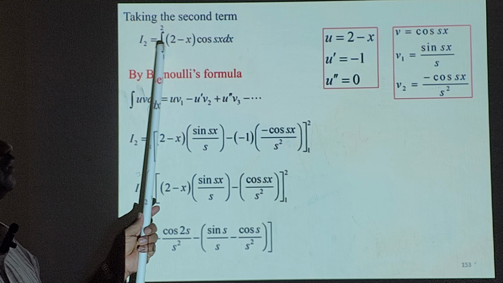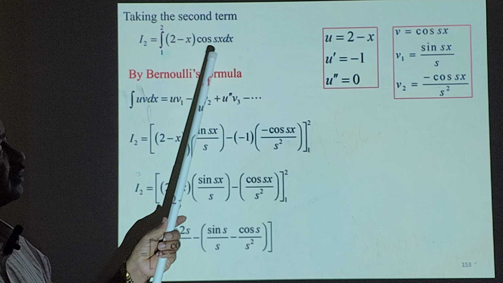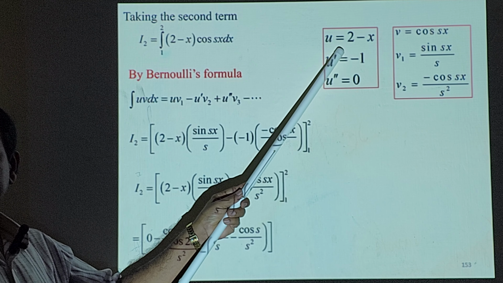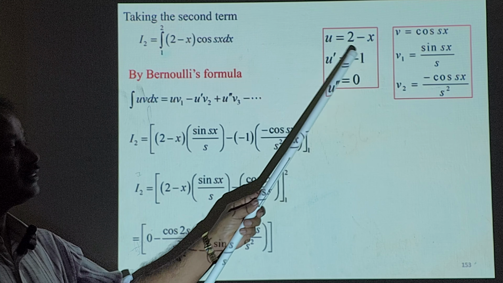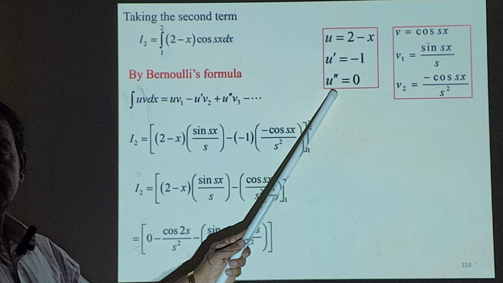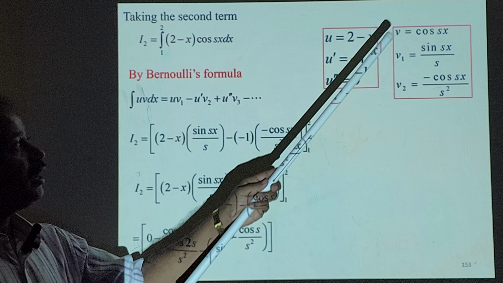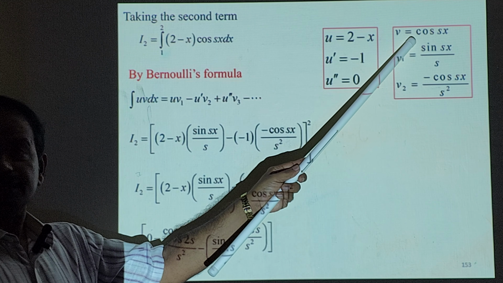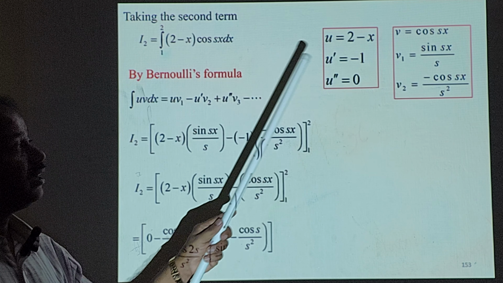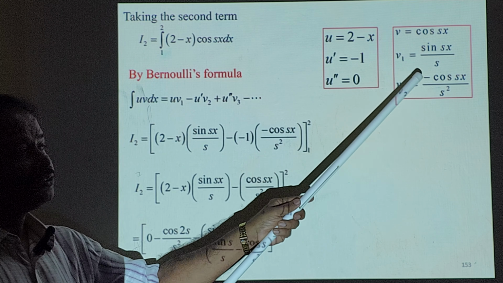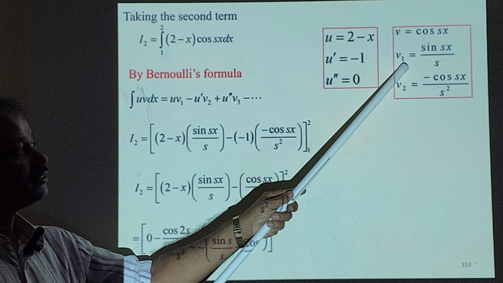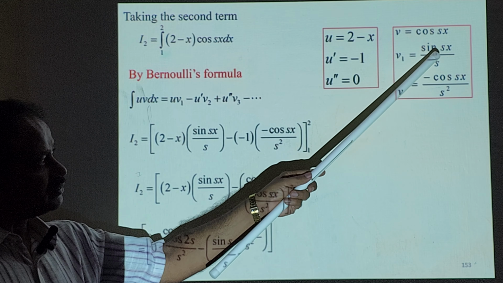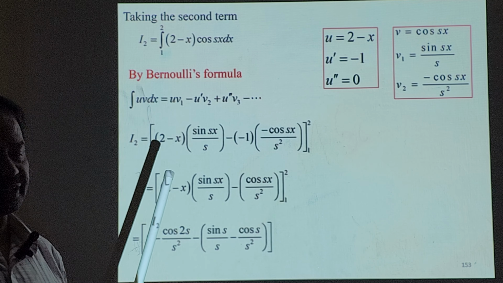The second integral I2 is given by integral of 2 minus x times cos sx dx. And again we will have to use Bernoulli's formula, and here we are going to keep u as 2 minus x, u prime equals minus 1, u double prime equal to 0, which we differentiate. Here v is nothing but cos sx, and we integrate. So v1 equals sin sx divided by s. Integrating again will give us minus cos sx divided by s square.